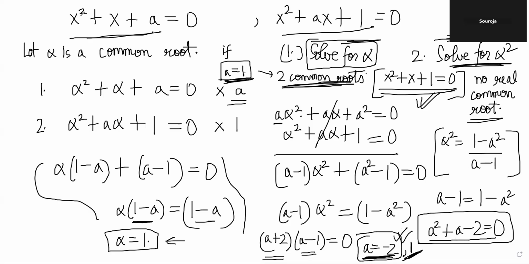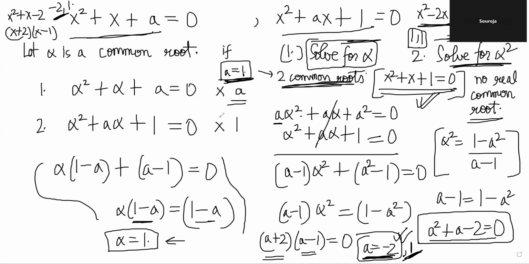So let's put minus 2 and see. One equation is x square plus x minus 2. The other equation is x square minus 2x plus 1, right? Notice that this equation has (x minus 1) whole square, so this has roots 1 and 1. And this equation has (x plus 2)(x minus 1), so it has roots minus 2 and plus 1. Can you see there are common roots now? 1 is the common root.